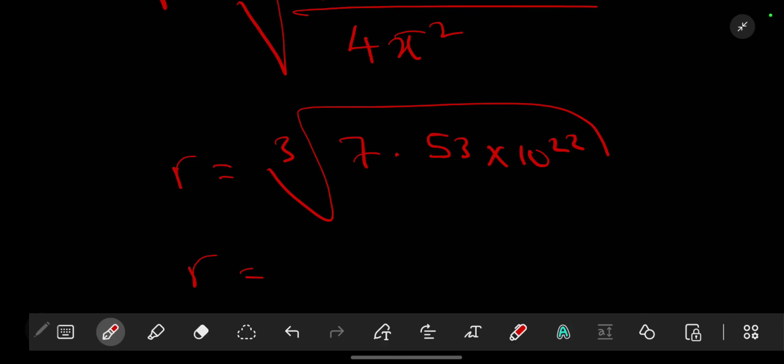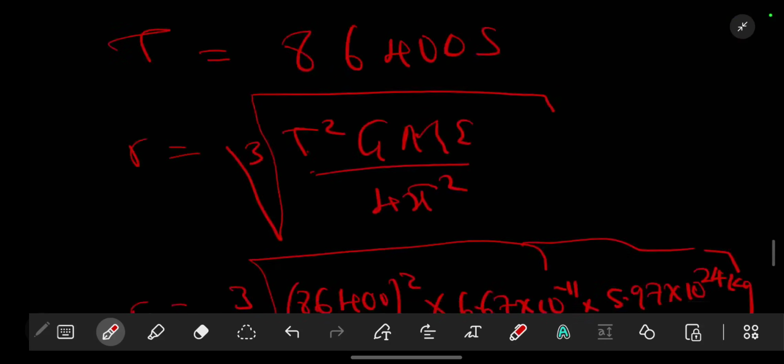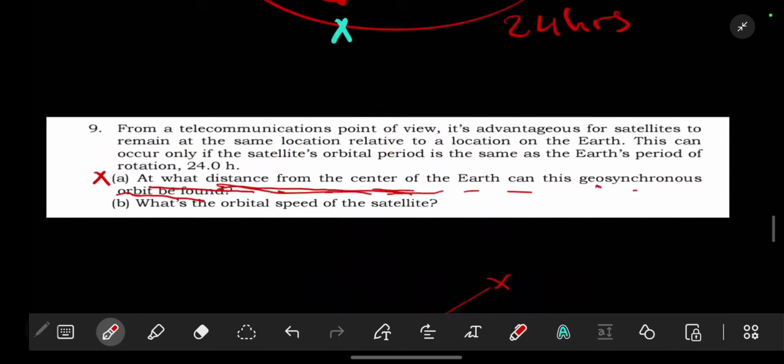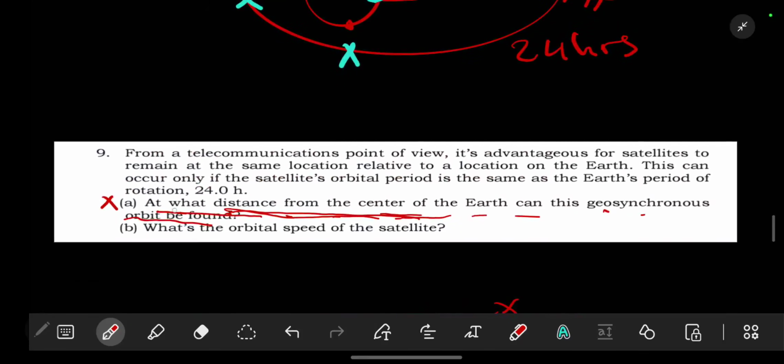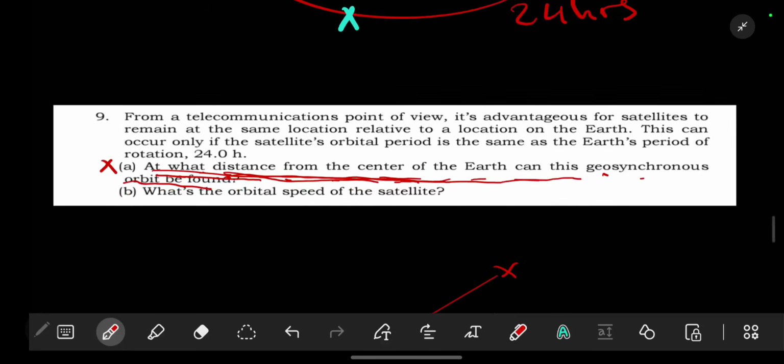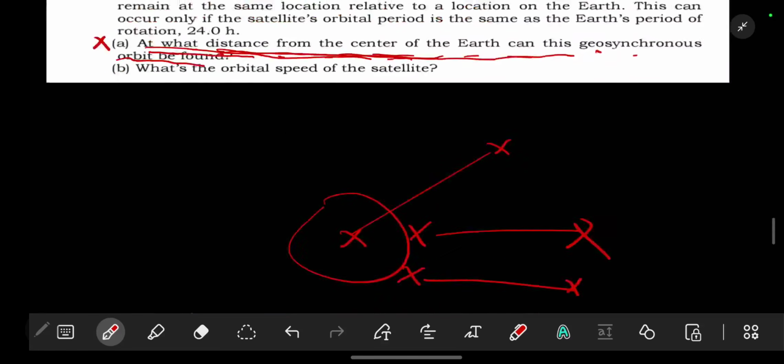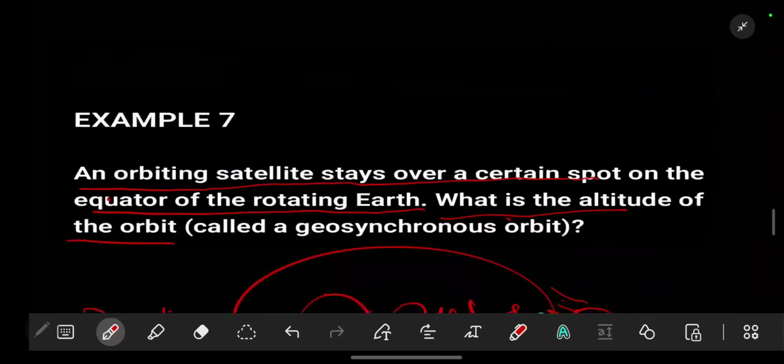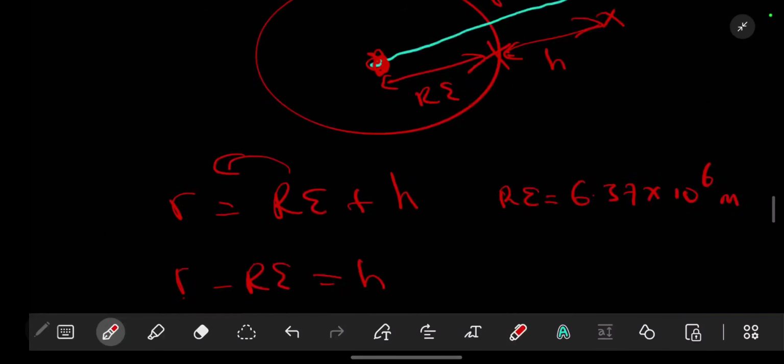So this gives us a value that will be equivalent to 42227787.3. So this will be our radius. So this is the answer to this question. At what distance from the center? So this r that we find is from the center of the earth. So that's the answer.